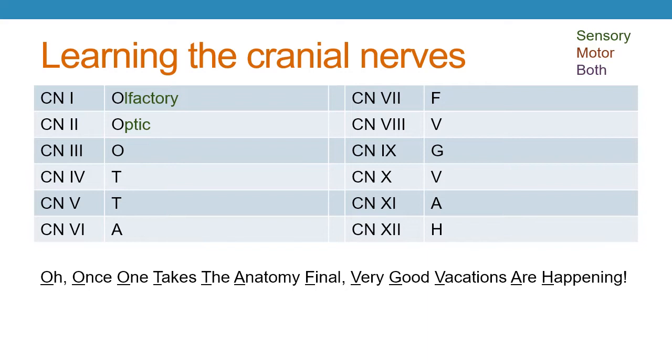The other sensory nerve skips us all the way down to cranial nerve 8, and it is the vestibulocochlear nerve. The vestibule is an organ in your inner ear that senses equilibrium, and the cochlea is an organ in your inner ear that senses hearing. So this cranial nerve provides the special senses of equilibrium and hearing.